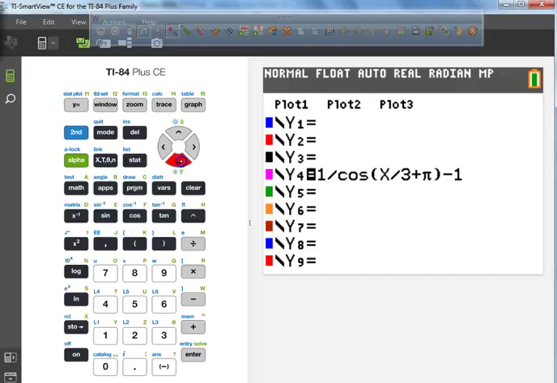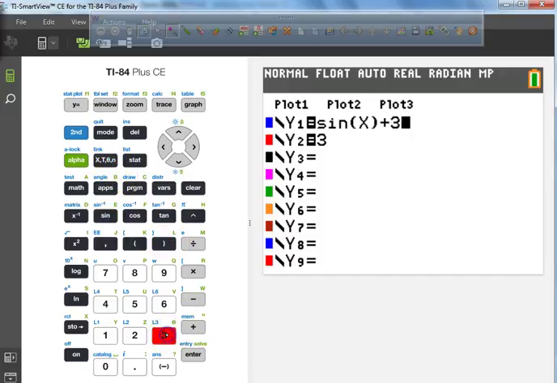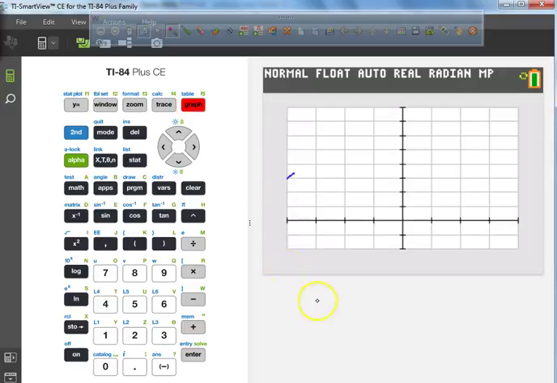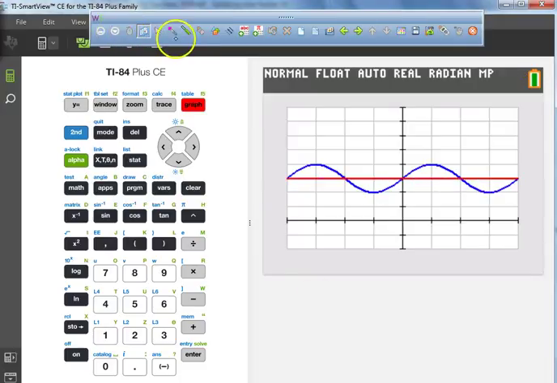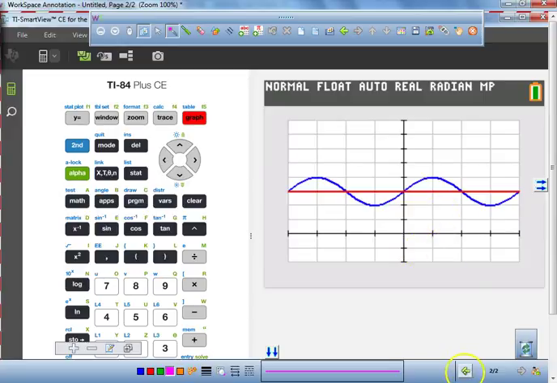The first thing I wanted you to draw is your midline. So right here at y2, I'm going to type in, what was our midline? 3. So type in 3. And then I want you to type in the sine of x, close parentheses, plus 3. That's the very first thing I want you to do. Go ahead and hit graph so you can see your sine of theta graph.